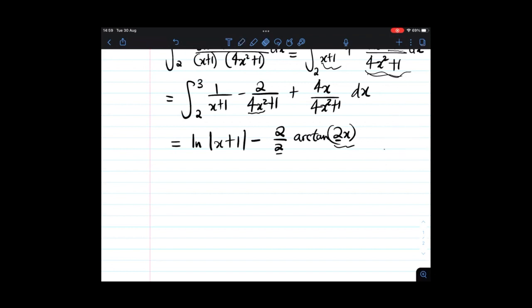so that we have the accurate integral here, right? And so we get that.